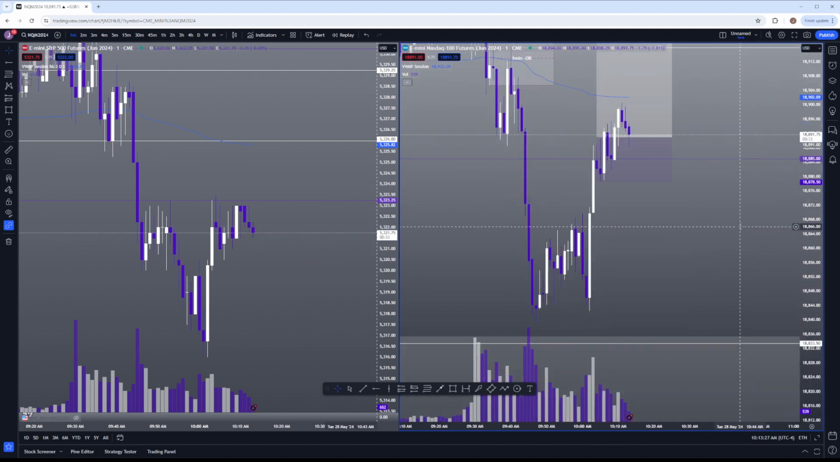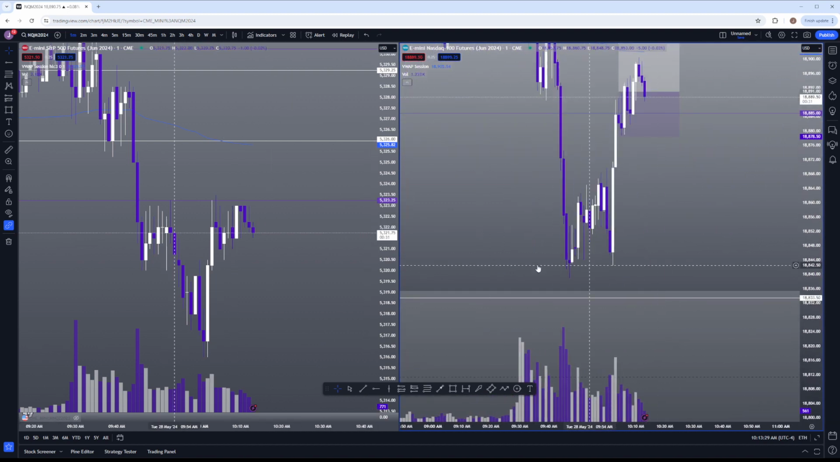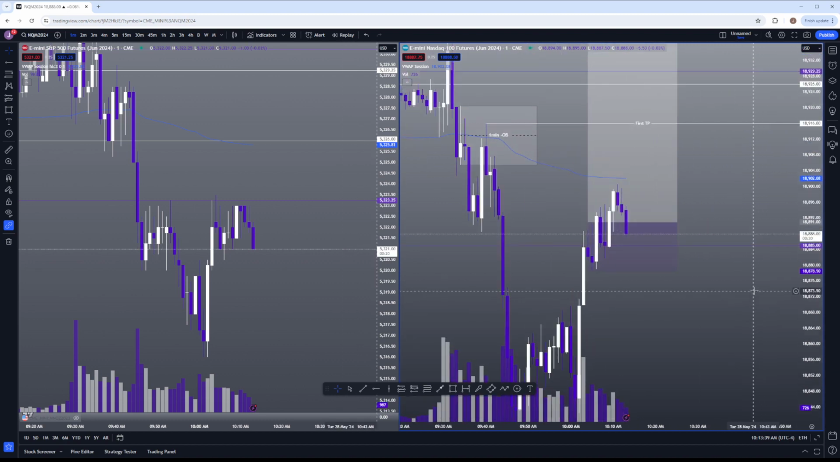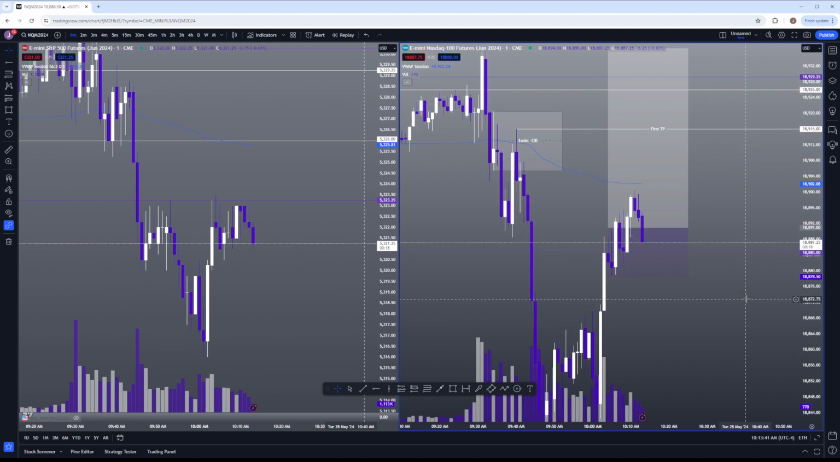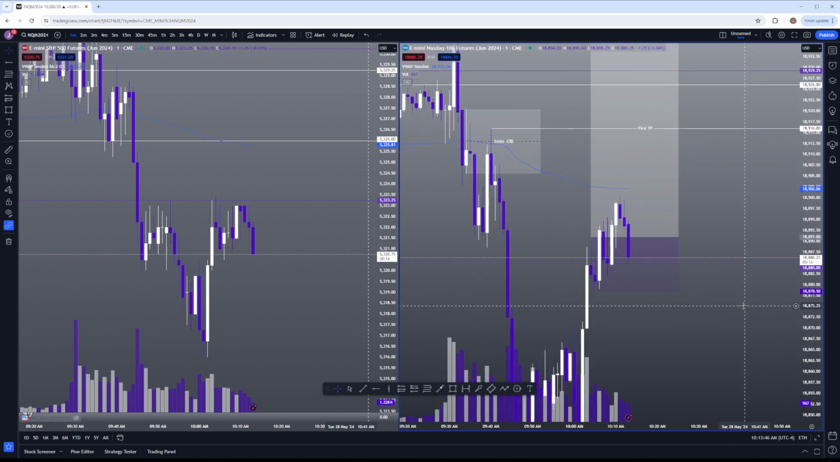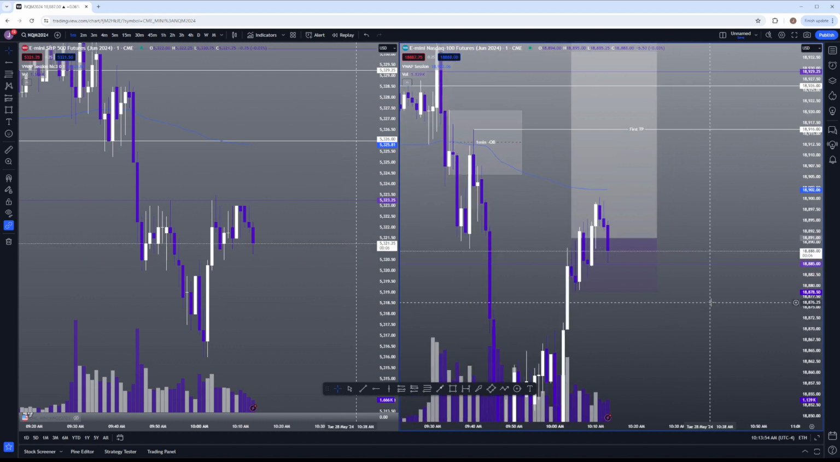This is what we talked about. I wanted to see us come down and take out the external low down here. We didn't do it, but we did get the SMT divergence at the lows. We saw that reversal come into play. So we'll see if we're going to get that follow through. Obviously, right now, it's not looking too great. But the risk I was willing to take. Now we'll see what happens.